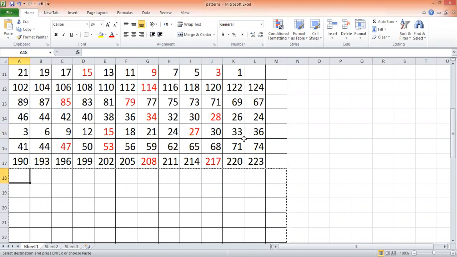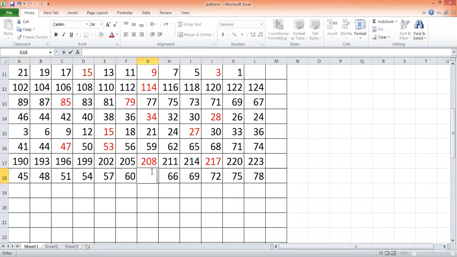So I'm going to write one pattern here. This is the pattern, and you have to tell me the missing numbers. And I'm going to ask one of you. Are you ready, guys?